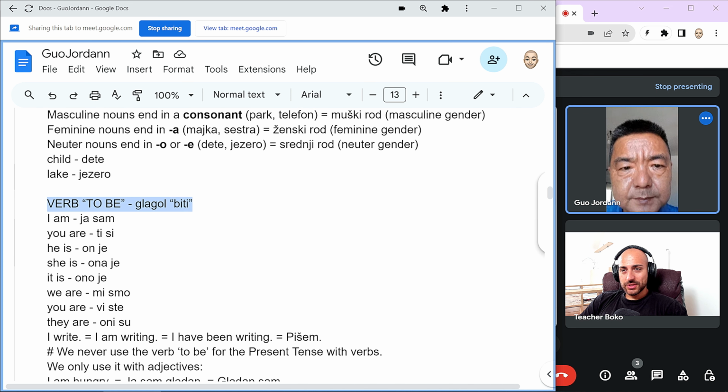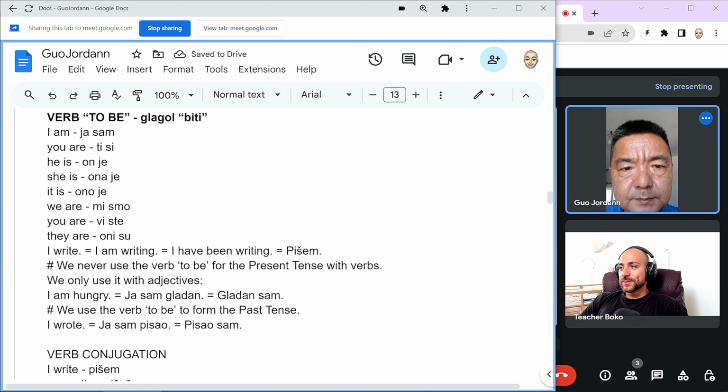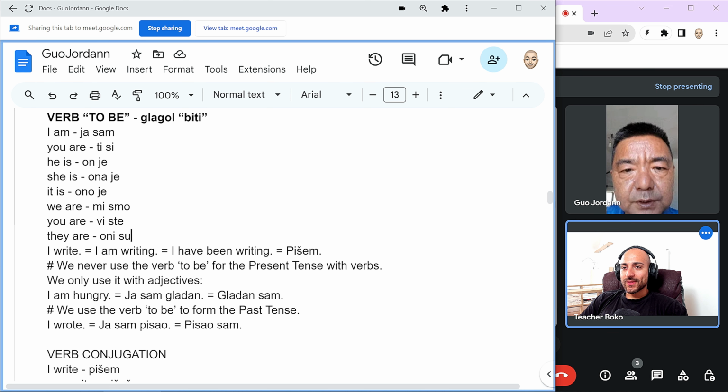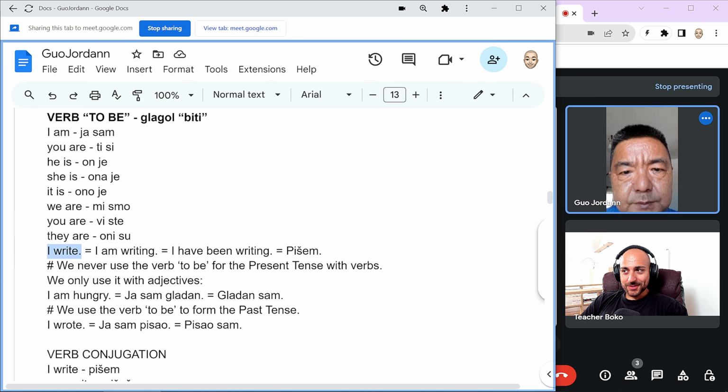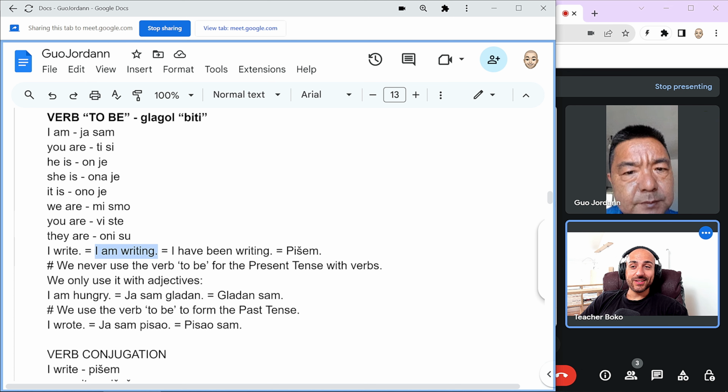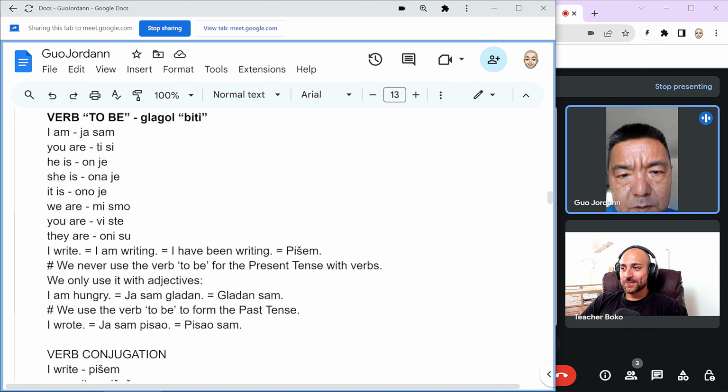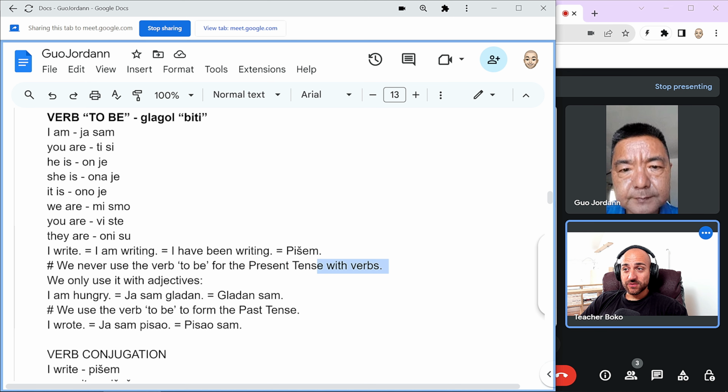Verb to be. Maybe you would like to read this. Ja sam, ti si, on je, ona je, ono je, mi smo, vi ste, oni su. Yes, very good. Piše, pišem, exactly. So it's very important to know that the present simple and the present continuous are the same. In English it's I am writing, but in Serbian it's never ja sam pišem. It's always just pišem. It's the same.